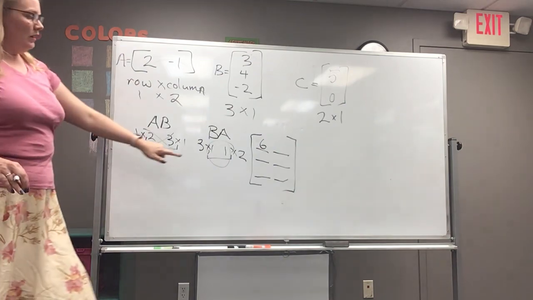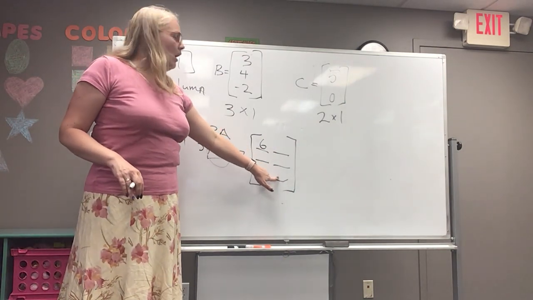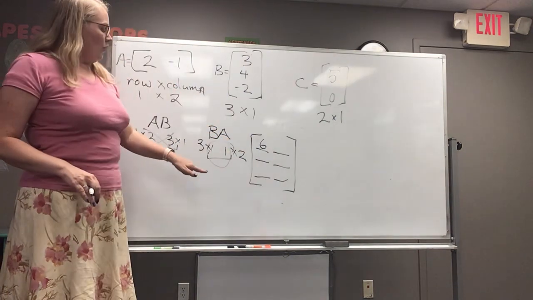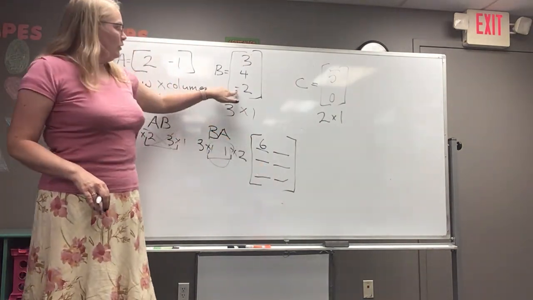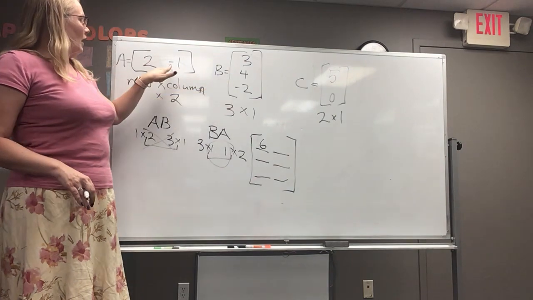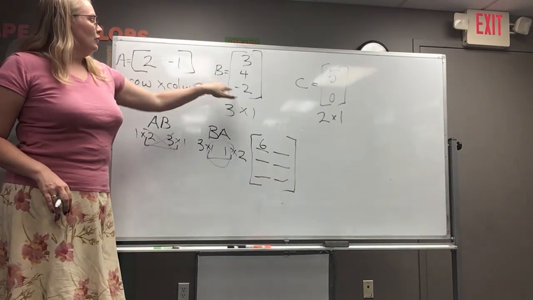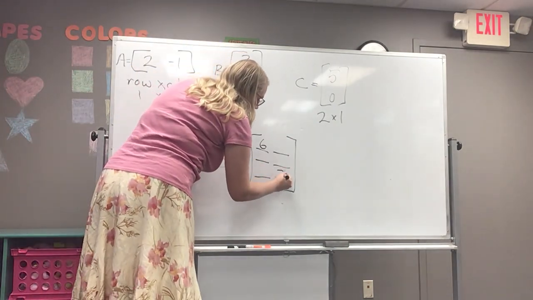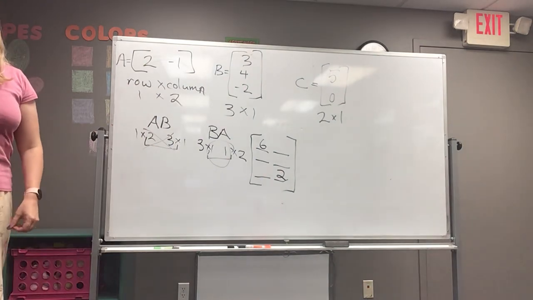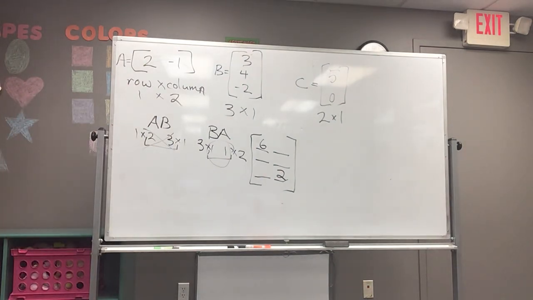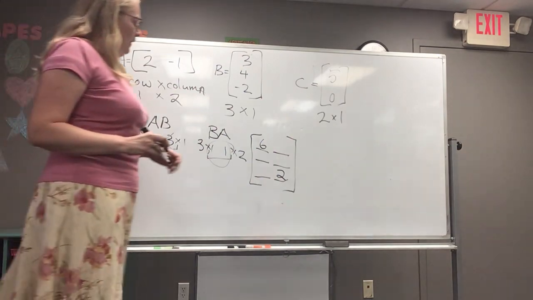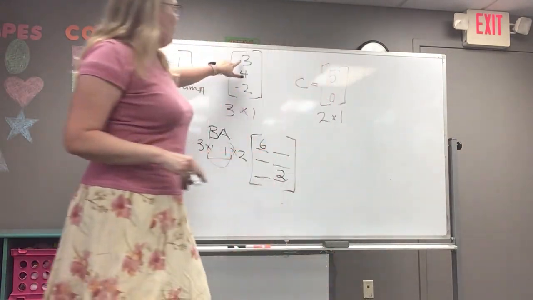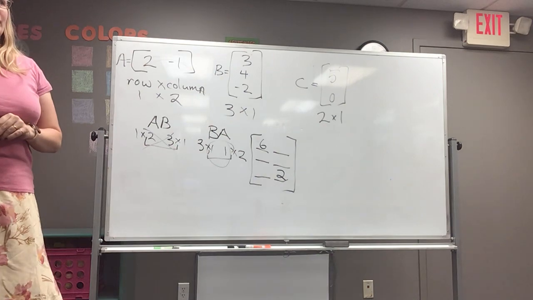If I need the second row, third column, I would go third row, second column. So I go to the third row and the second column. -2 times -1, +2. Third row, second column, +2. And so each element comes from those pieces of the matrix. That is working out with one number and one number.